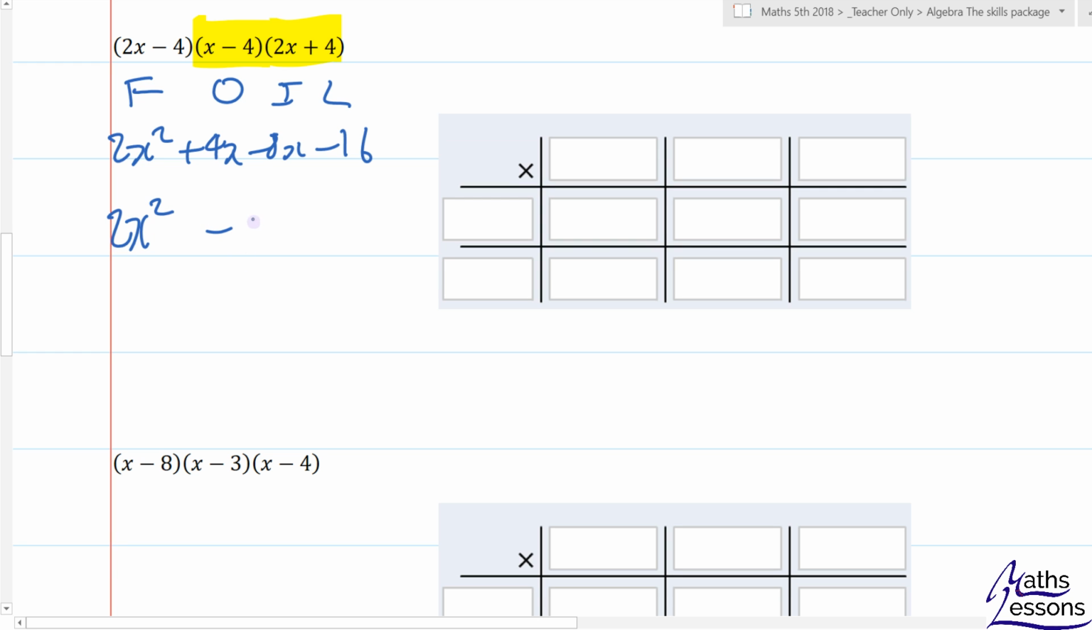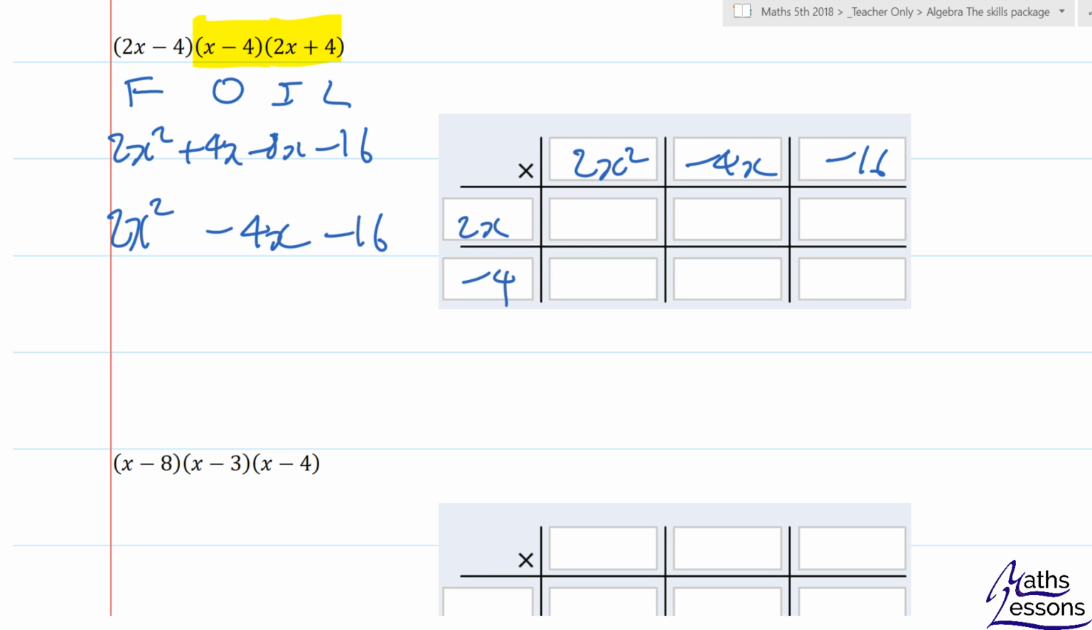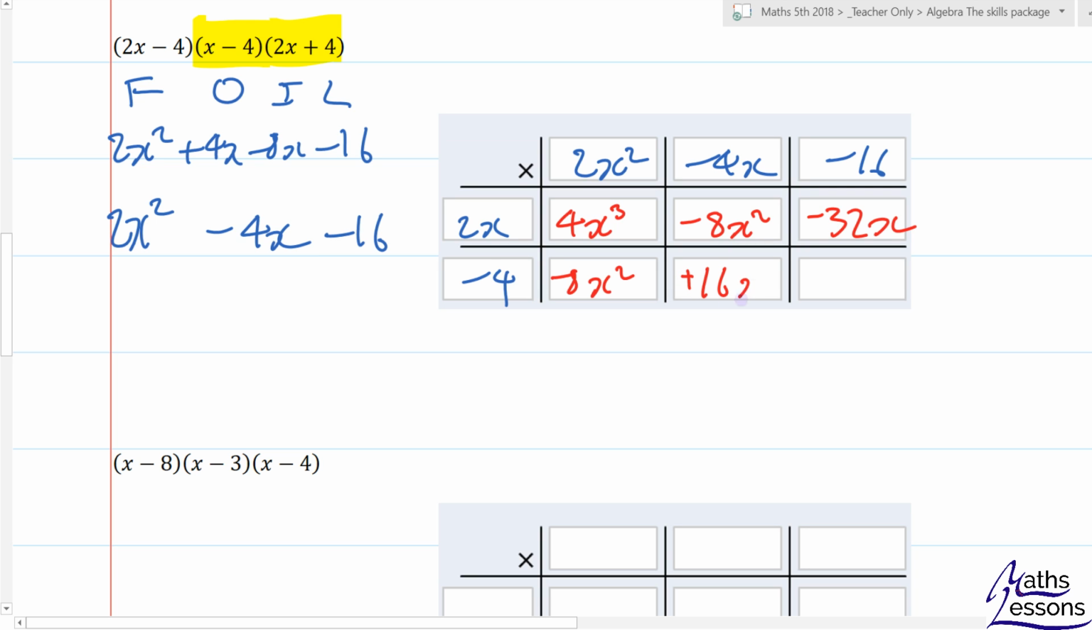And then we've got the 2x. 2x times x squared is x cubed. 2x times minus 4x is minus 8x squared. And 2x times 16 is 32x. Minus 4 times 2x is minus 8x. Minus 4 times 16x, and then minus 4 times 16 is 64.